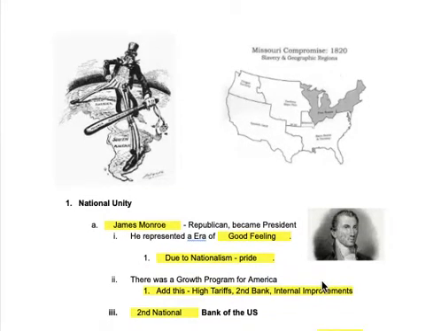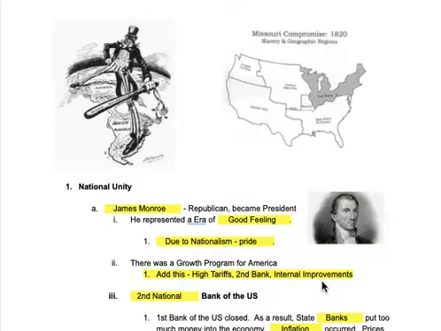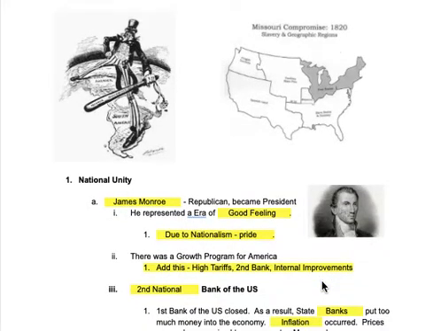Let's talk about the second bank, though. The era of good feeling would not last forever. The first bank of the United States closed, and as a result of that, the state banks began putting too much money into the economy, trying to take advantage of the system and earn money just like the first national bank did. When we have too much money in our economy, it's called inflation.